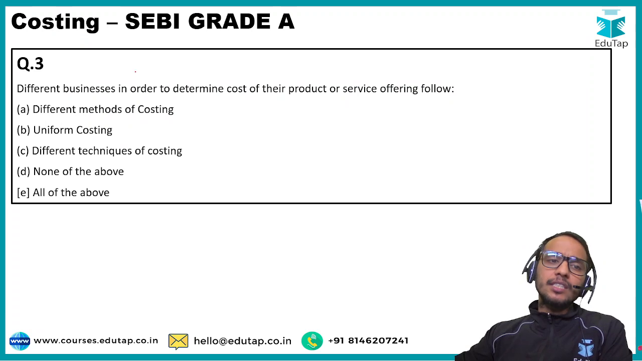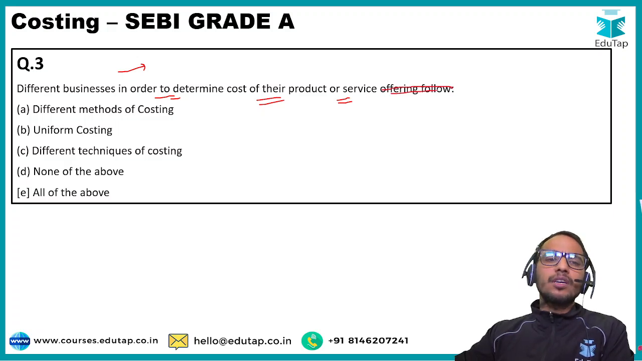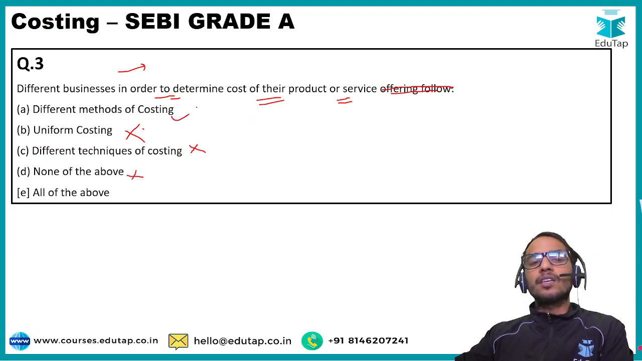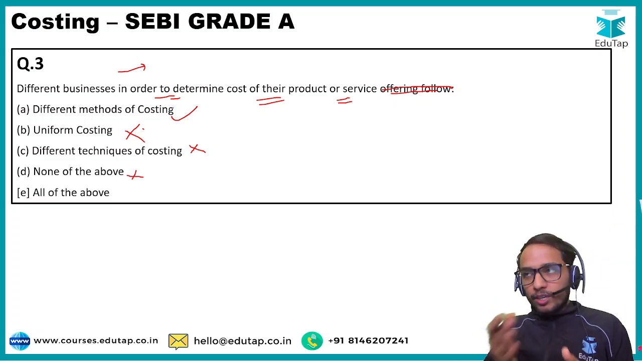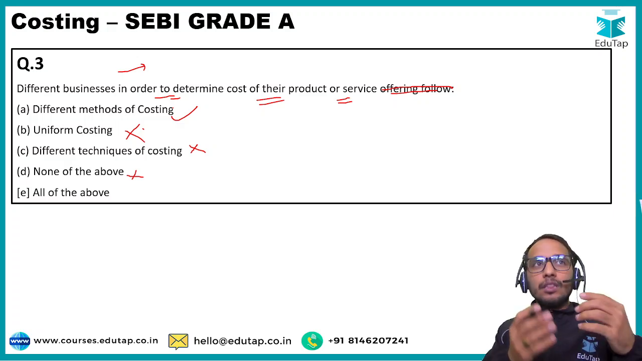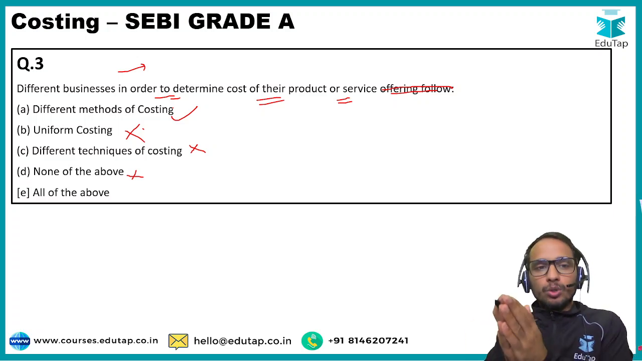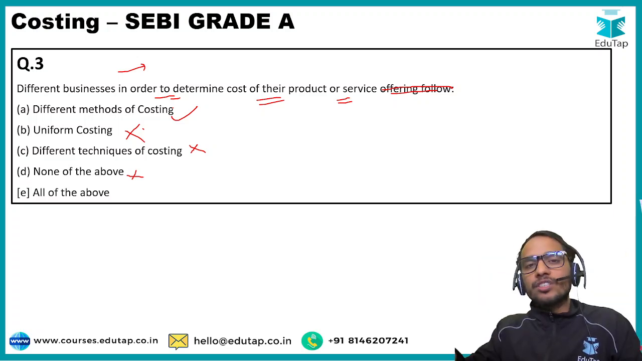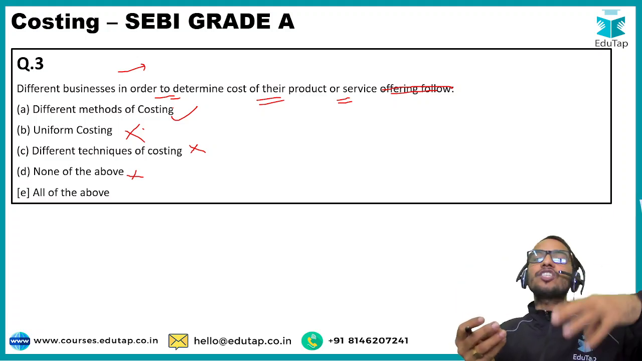Okay, third question says different businesses, in order to determine the cost of their product or service, use what? Different methods of costing, uniform costing, different techniques of costing, none of the above. So obviously the answer is different methods of costing. We have discussed this in our first class as well, that depending upon the nature of the product or service, depending upon the industry they are operating in, that decides the method of costing they are going to use, right?